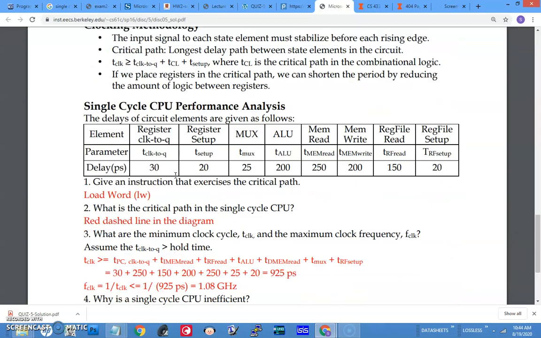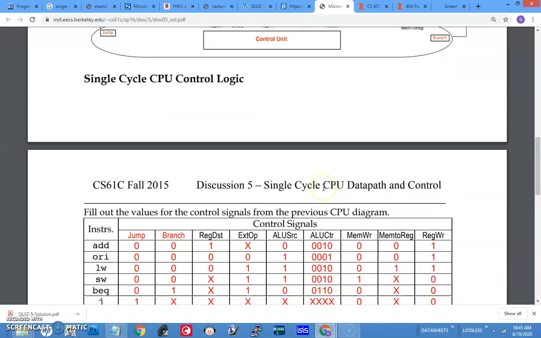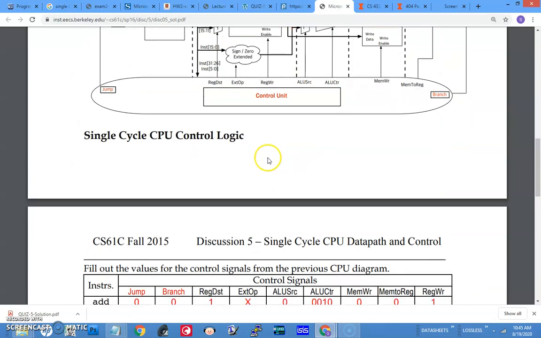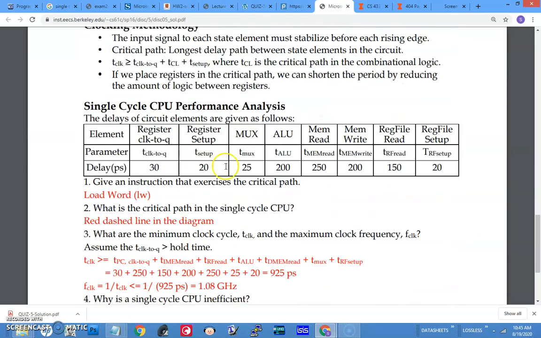Now there's a simple numerical question given. So element register, so different elements are given and their delays are also given. So clock to Q, T setup, T multiplexer, T ALU. So each of the hardware unit has its own delay. You cannot expect the output immediately when the input is given. So it has to be processed. So there is a finite delay that happens before the output arrives after the input is being applied. So that delay is much important. That's what they have given.